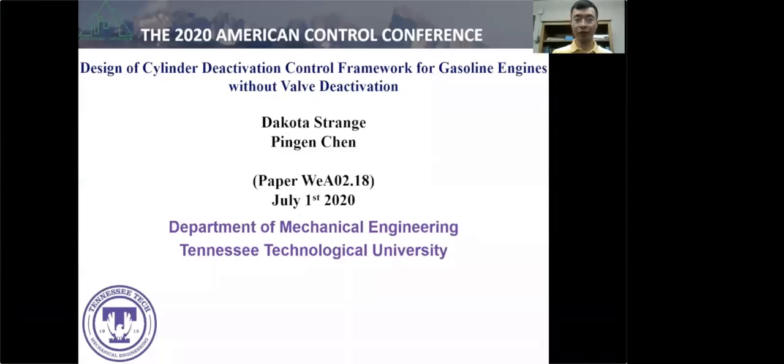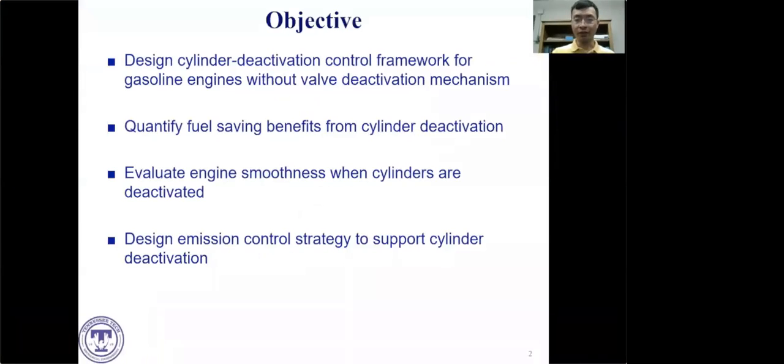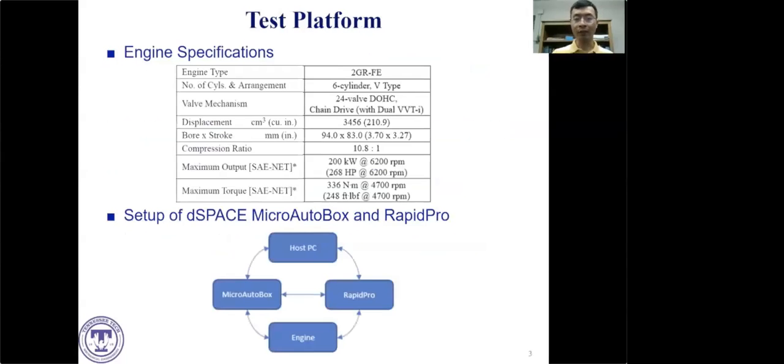Today I'm going to discuss research on the design of a cylinder deactivation control framework for a gasoline engine without valve deactivation. The objective of this study is to design a cylinder deactivation control framework for a gasoline engine without a valve deactivation mechanism, quantify the fuel saving benefit from cylinder deactivation, evaluate engine smoothness when cylinders are deactivated, and design an emission control strategy to support cylinder deactivation. The test platform for this study is a Toyota 2GR-FE V6 3.5 liter gasoline engine.